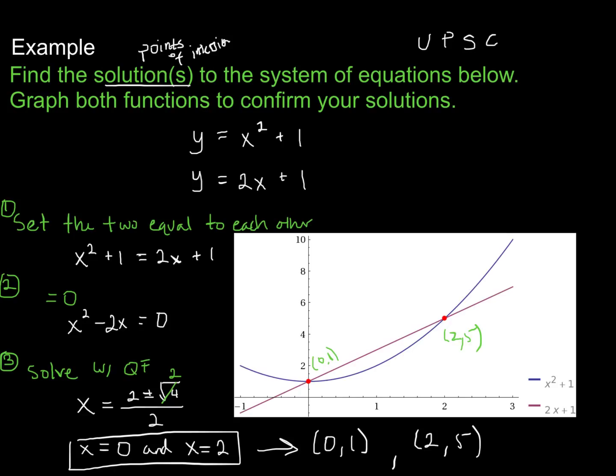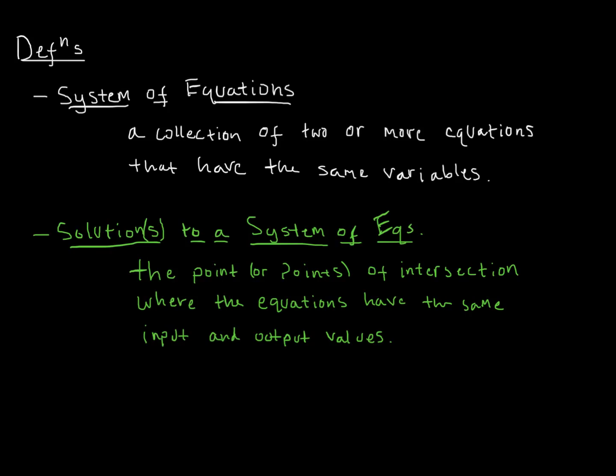Okay. All right, let's make sure we have some of the key terms that we talked about written down, and then also discuss a couple of other possibilities for types of solutions we could find. A system of equations, these are some definitions that you want to write down. It's just a collection of two or more equations that have the same variables. If you had two equations with different variables, it wouldn't make sense. You wouldn't really be able to solve them. But if they have the same variables, for example x and y, you'll be able to solve them.